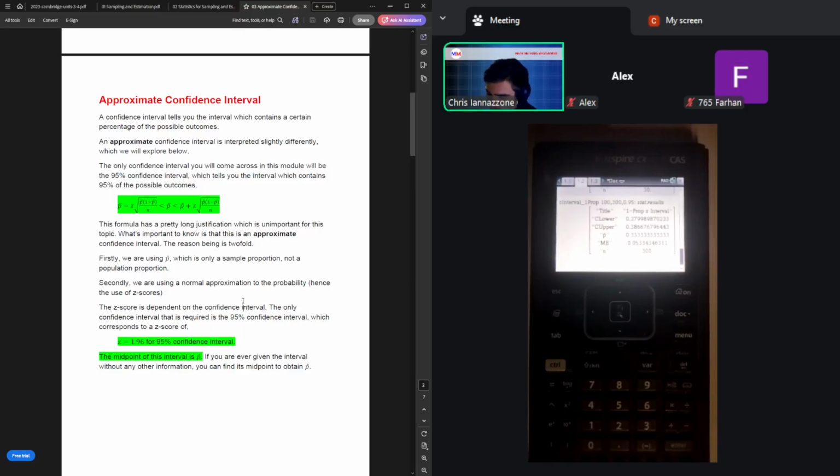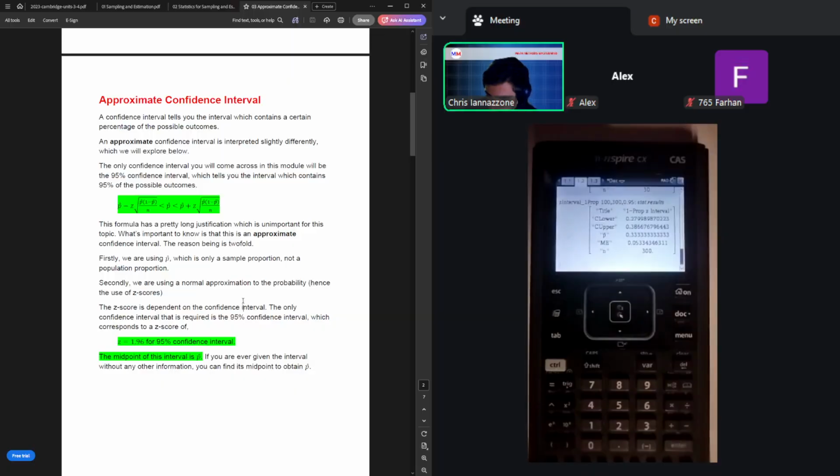P hat for that given sample. Sorry, I'll say it again. Your lower and upper bound are essentially setting boundaries on where the true population proportion is likely to be. Because, let's say you are investigating the likelihood of students passing a class.